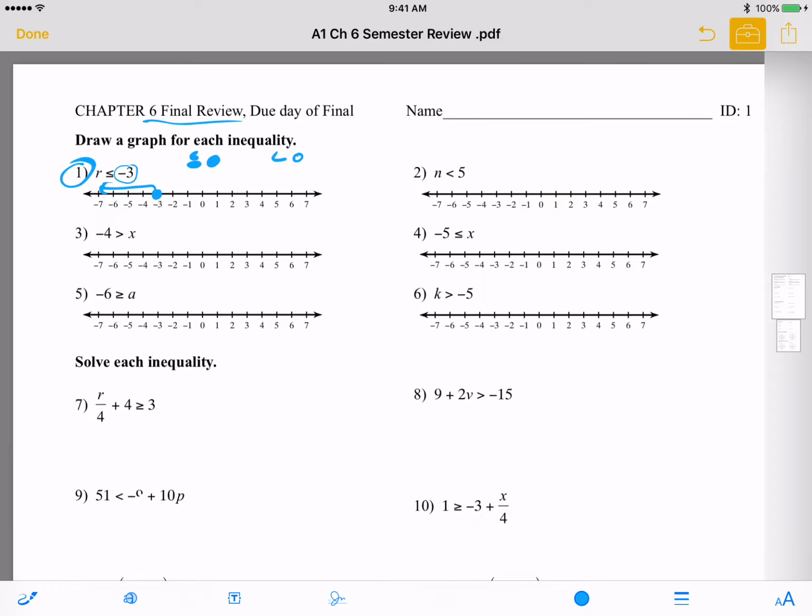Okay. Be careful with guys like number 3 here. Okay, so we have -4 is greater than x. So don't forget that -4 is the bigger number. So I put an open dot at -4. And then I put my arrow going to the left because my -4 is my greatest number there.